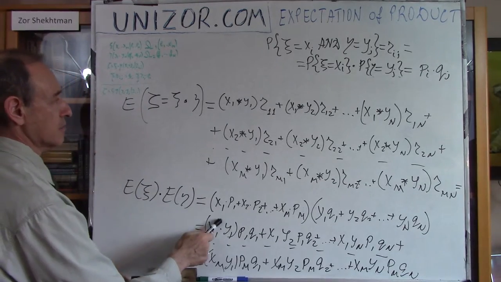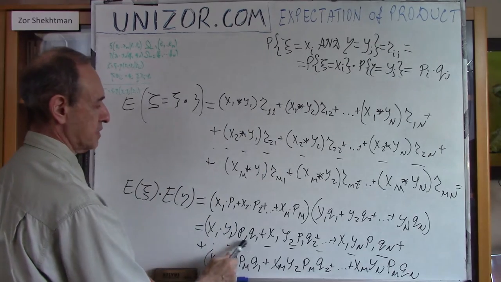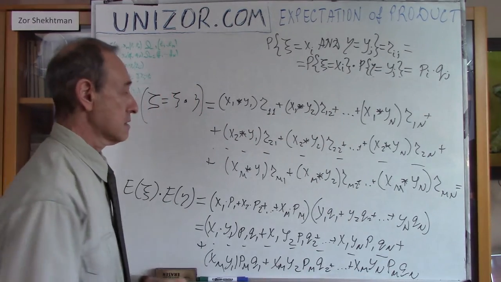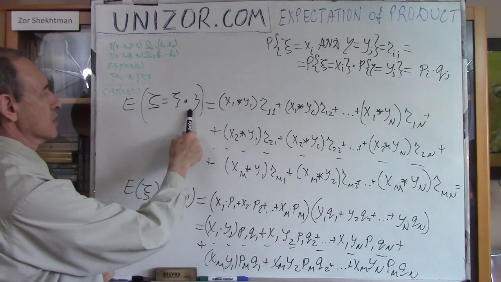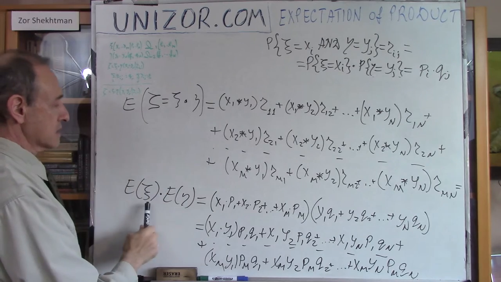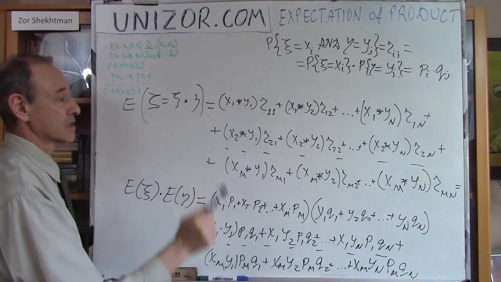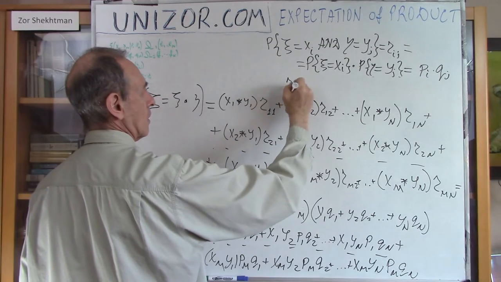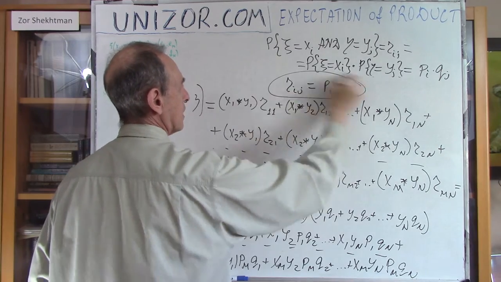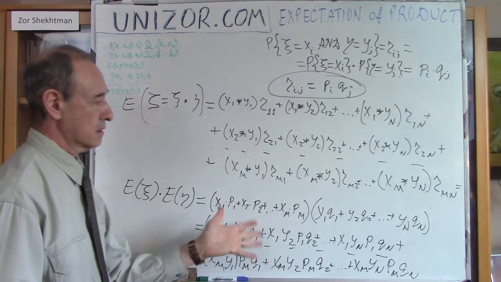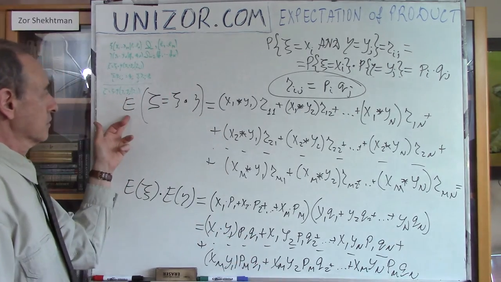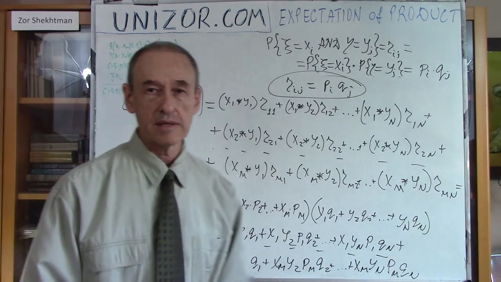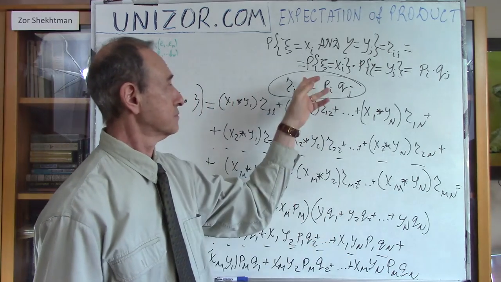So it's exactly the same as this one, except instead of r11 I have p1 q1, instead of r12 I have p1 q2. But for independent variables they are equal to each other. That's why I can say that the mathematical expectation of the product of two random variables is equal to the product of their mathematical expectations in case they are independent, and this relationship is true. So if this is true, this is the key, then both expressions are basically the same: the expression for the mathematical expectation of the product of two random variables and the product of their mathematical expectations. So this is the key, independence.